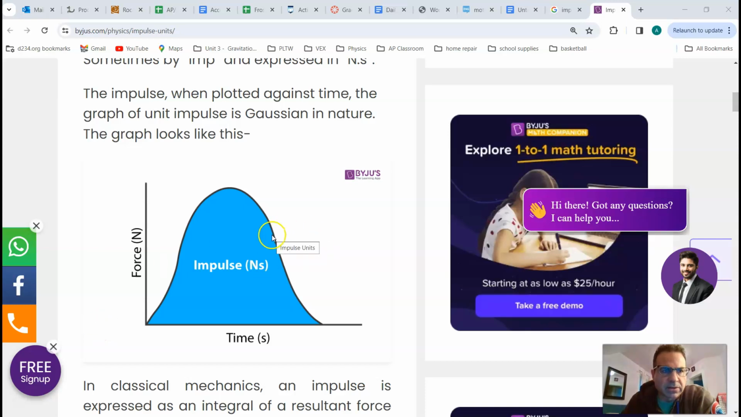All right, this is to help you with AP Workbook, page 135 and 134. So just to recap what impulse means.